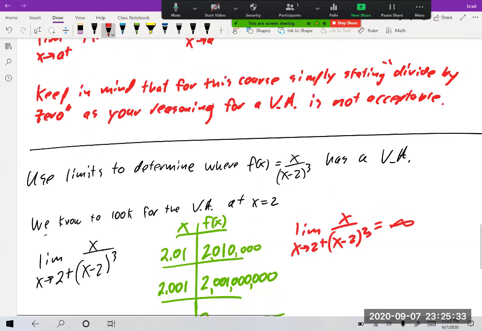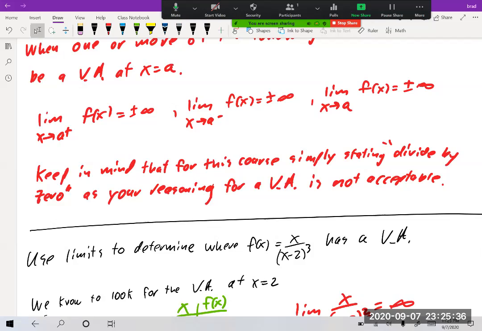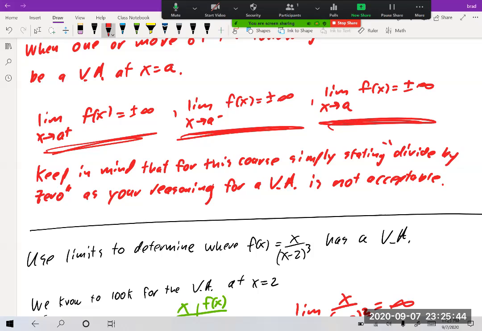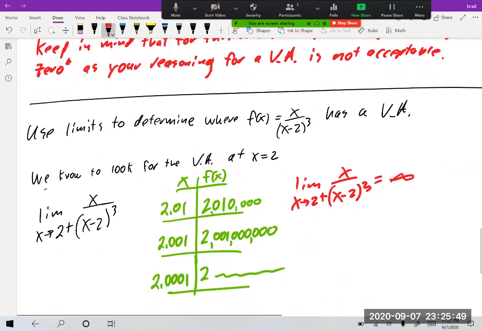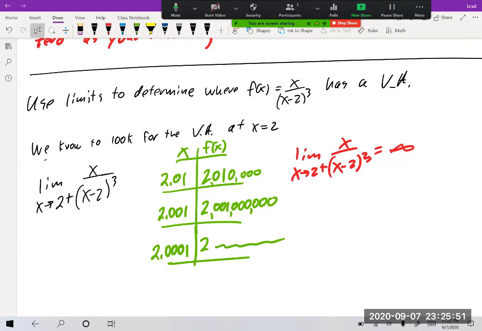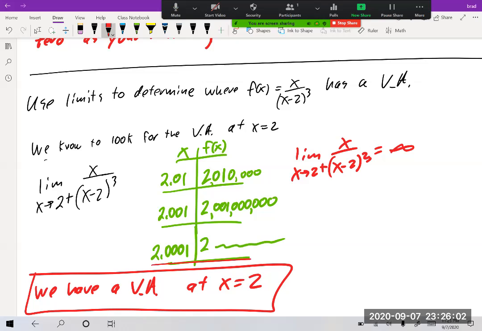So that means if we look up here, a vertical asymptote occurs whenever any of these happen. If I get from the right infinity or negative infinity, if I get from the left infinity or negative infinity, or I get from the true limit of negative infinity. So if any of these happen, we have a vertical asymptote, or if more than one happens, we have a vertical asymptote. So we know we have a vertical asymptote at x equals 2. So that would be your answer. This is kind of like your work. This is your verification or your conclusion, I guess. And then you now know you have a vertical asymptote at x equals 2.